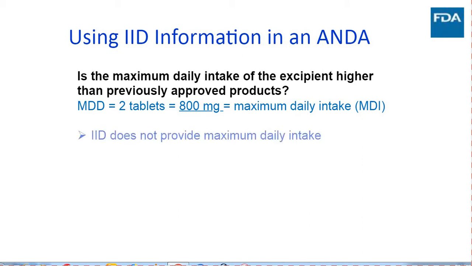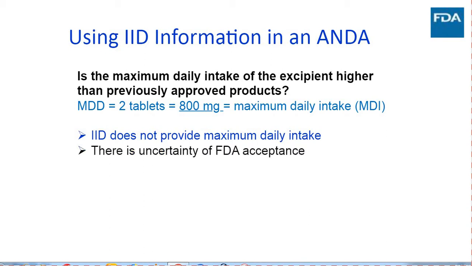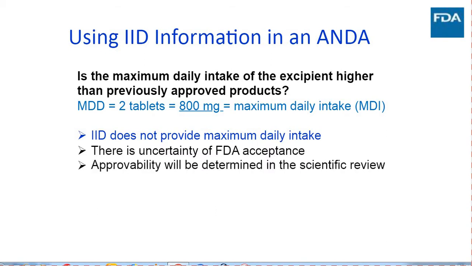So as I mentioned, the IID doesn't really provide that maximum daily intake information or precedence of use of previously approved drugs. So there's uncertainty of whether FDA would find this acceptable because the 800 exceeds the level that's in the IID for one dosage form. So the probability of whether or not FDA will accept this is really determined in the scientific review itself.